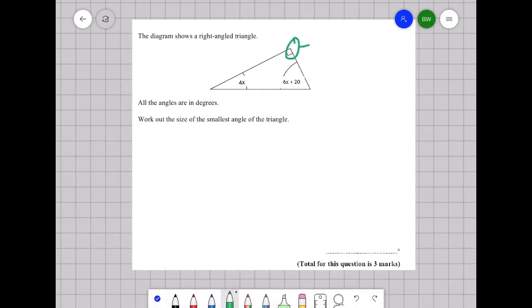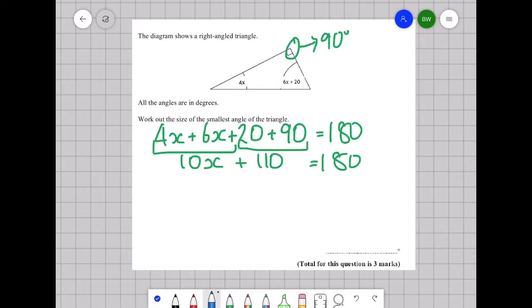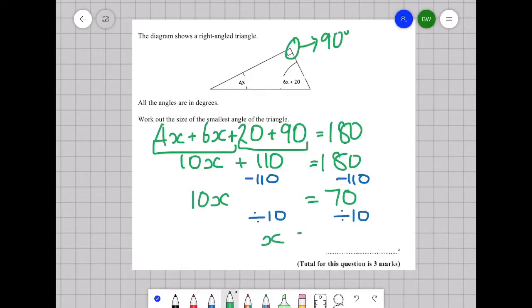Okay, so if we do the same thing, we've got a 90 degree angle here. We're working out the smallest angle. So I know that 4x plus 6x plus 20 plus 90 is equal to 180. So if I simplify it, 10x plus 110 equals 180. So I'm now going to solve, so minus 110 from both sides. So I've got 10x is equal to 70. Divide through by 10. So x is equal to 7.